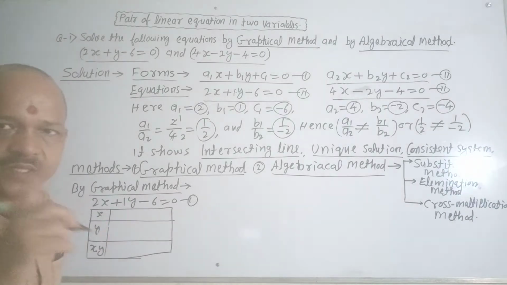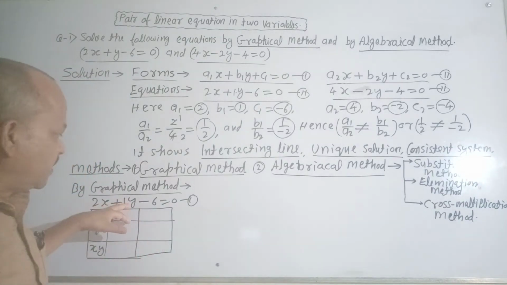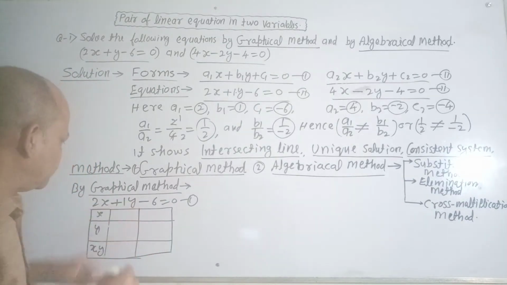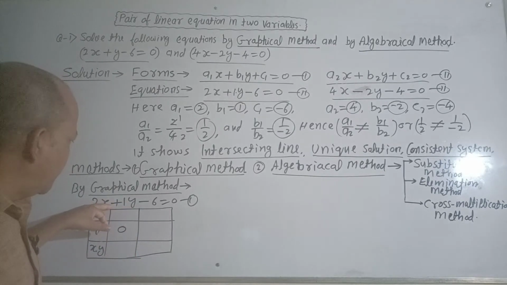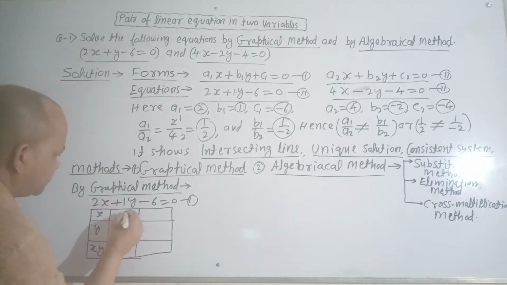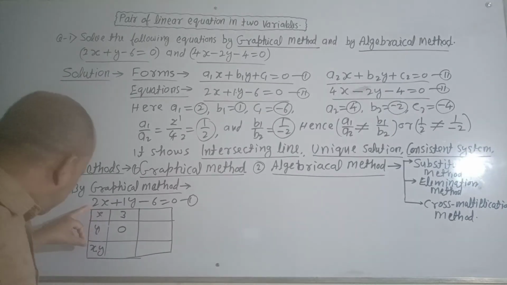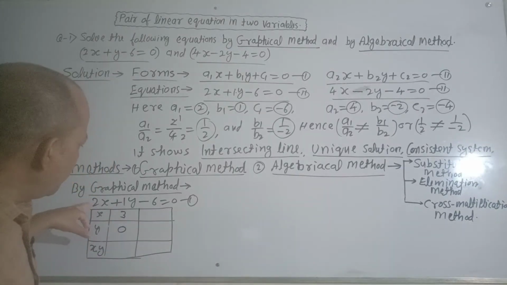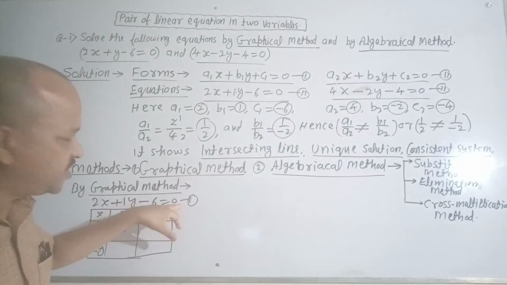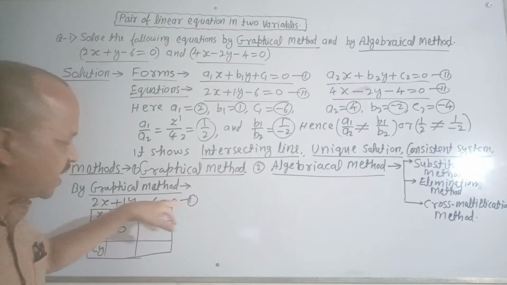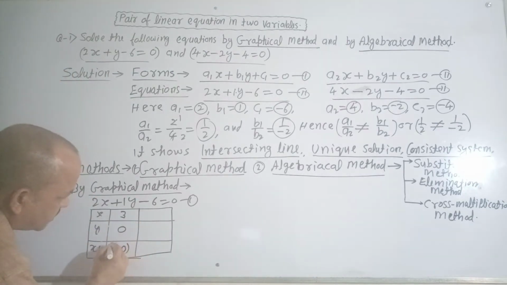x, y is your coordinate. Here you put the value of y as 0. It becomes 0. Here put the value of x as 3. It becomes 6. Plus 6 minus 6 becomes 0. It means it satisfies your equation. Your coordinate is (3, 0).